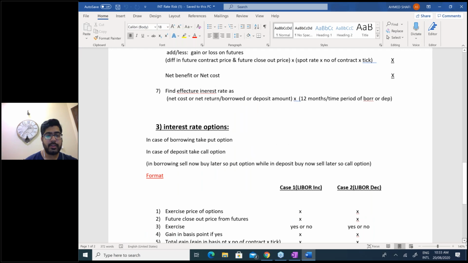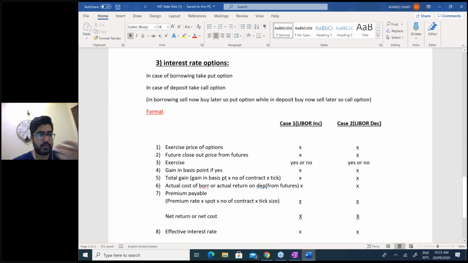Now remember, as far as options are concerned, the format was easy. In case of borrowing, we take a put option. In case of deposit, we take a call option. The reason behind that was, in borrowing, I told you sell now, buy later. So sell now, put, while in deposit, buy now, sell later.